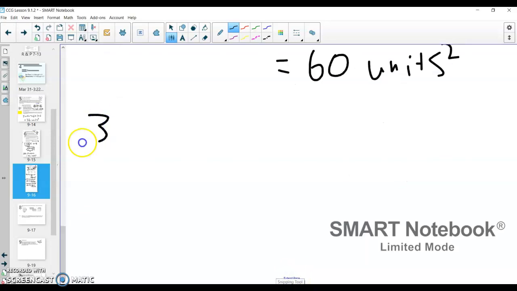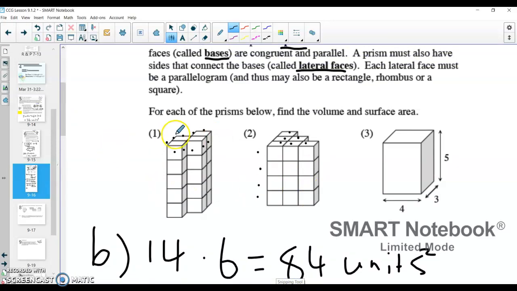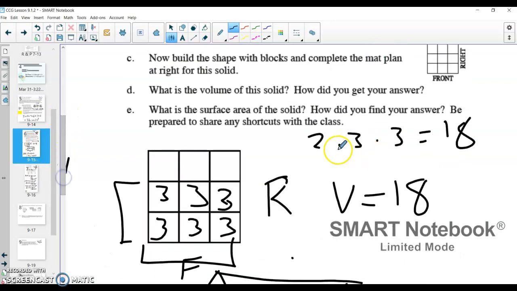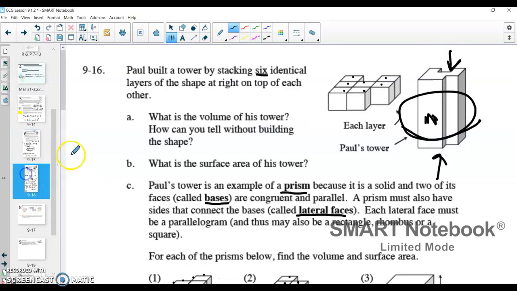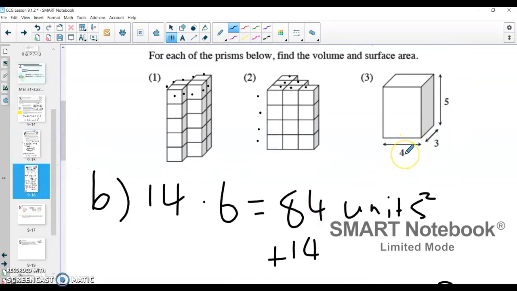And moving to 3, I am going to do the volume a little bit different this time because I can't count the cubes. And so I'm going to use a method I actually talked about here in this problem. I'm going to multiply the length times the width times the height. And so what I'll do is 4 for the length, 3 times the width, and 5 times the height. I'm just going to multiply that for my volume. So it's a different kind of strategy here.